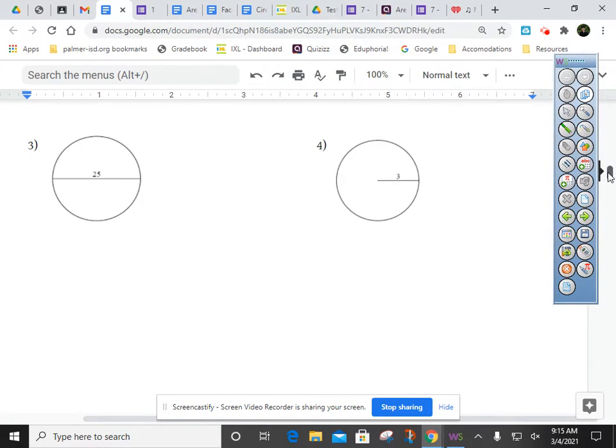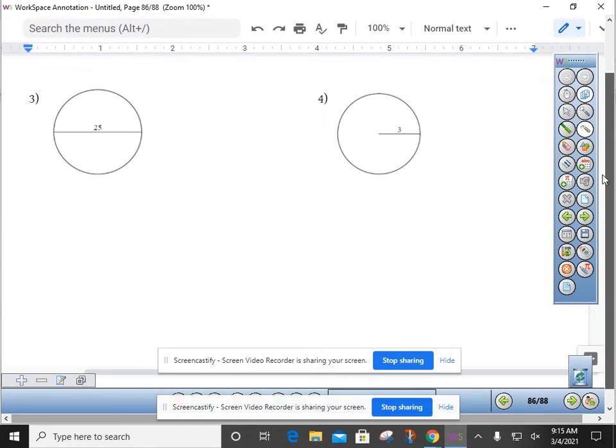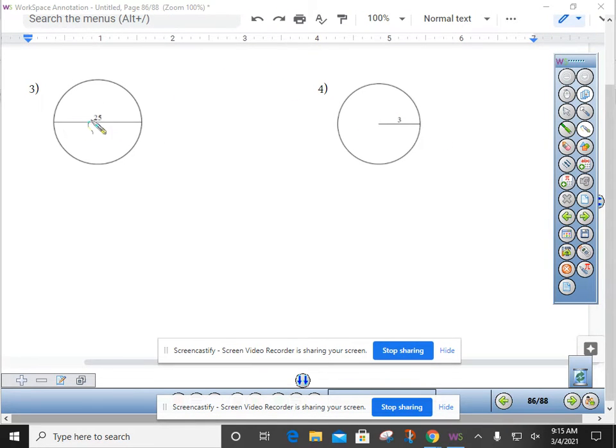Let's look at number 3. I'm feeling nice today. First group was like, oh my gosh. Because if the diameter is 25, what's the radius? You just divide by 2, guys. 12.5. So we're going to change this. We're going to make it 26. So make the diameter 26.